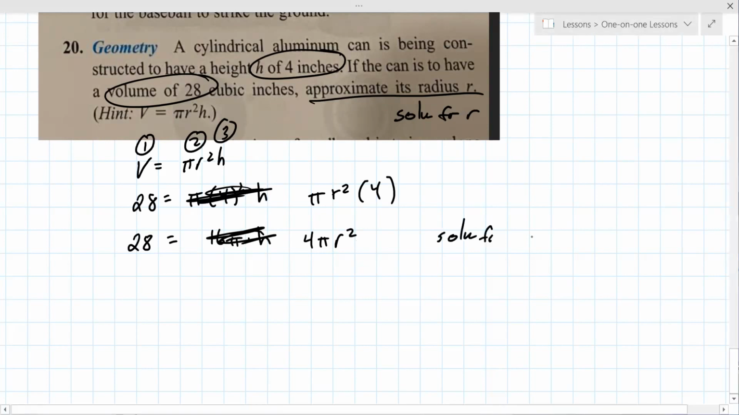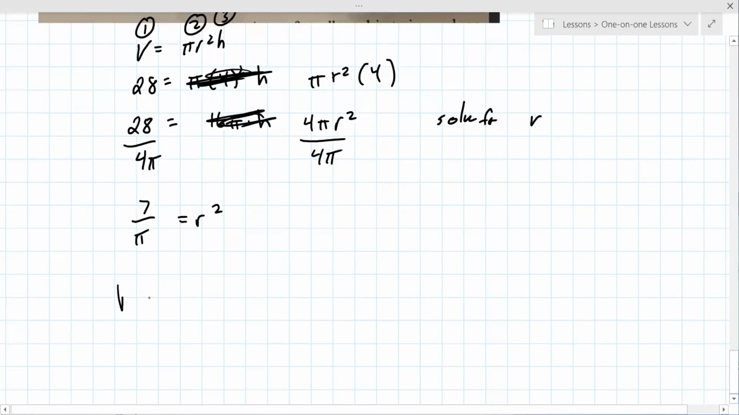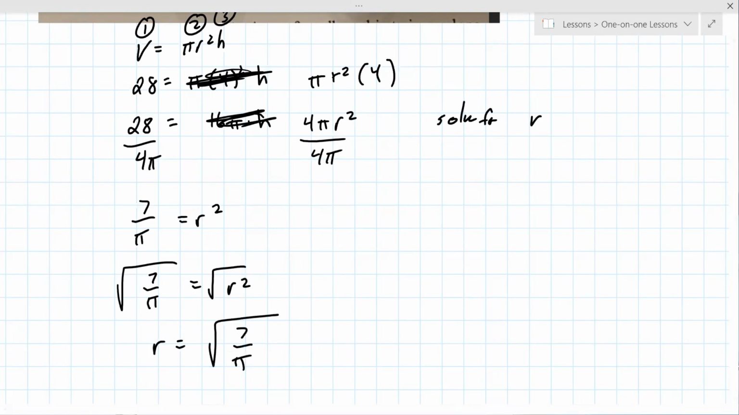So you're dividing both sides by 4 pi. That reduces to 7 over pi equals r squared. And then you take the square root of both sides. So r equals the square root of 7 over pi. It says approximate, so that might mean grab a calculator and see if you can get that number. So we've got 7 divided by pi.